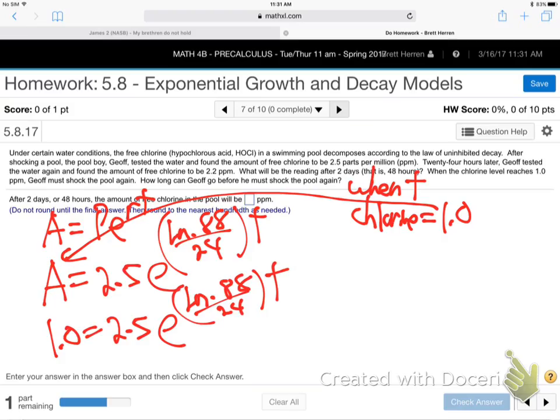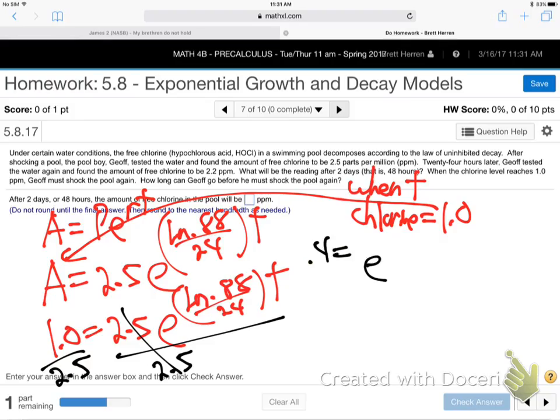And they want me to solve that for T. That's not easy. So I've got to solve that equation for T, right? I put in amount 1.0, find T. The last question, they just told me time was 48 hours, so I put in 48. Now they're saying find T when the chlorine's 1.0. So how do I solve that for T? What's my first step? Divide by 2.5. Is that clean? I think it probably is, right? What is it? 0.4, thank you.